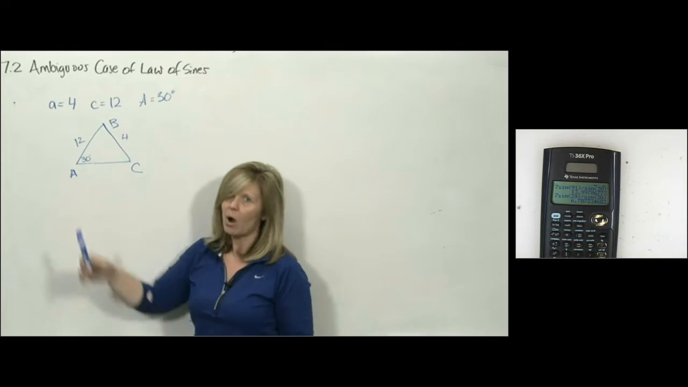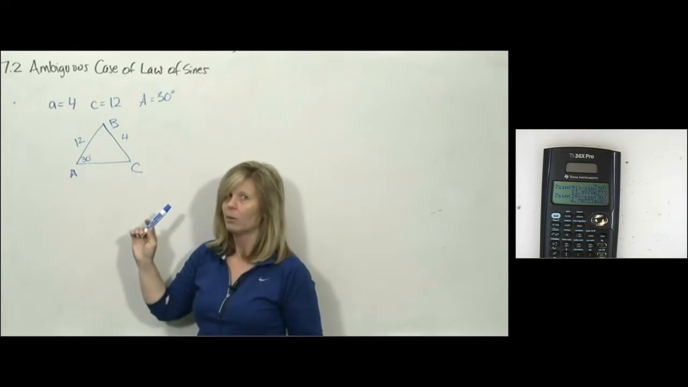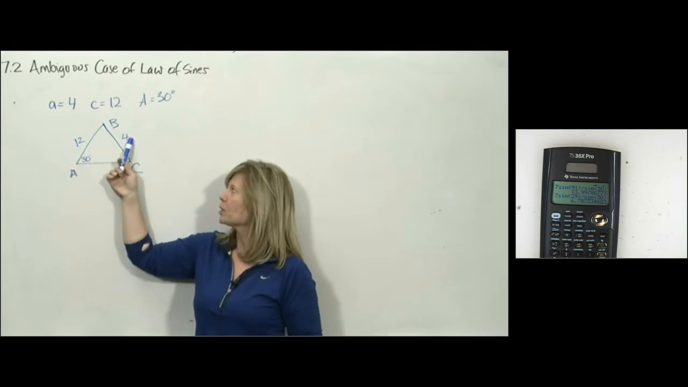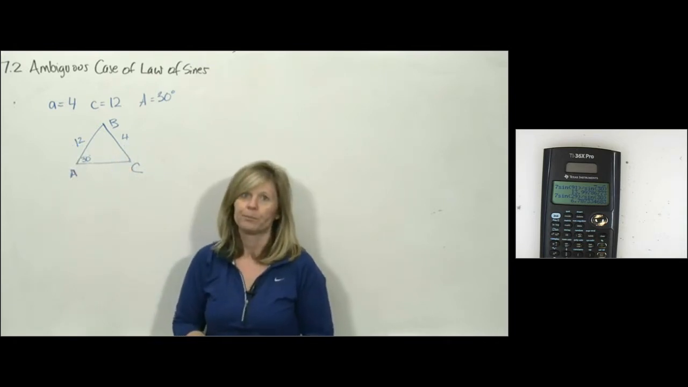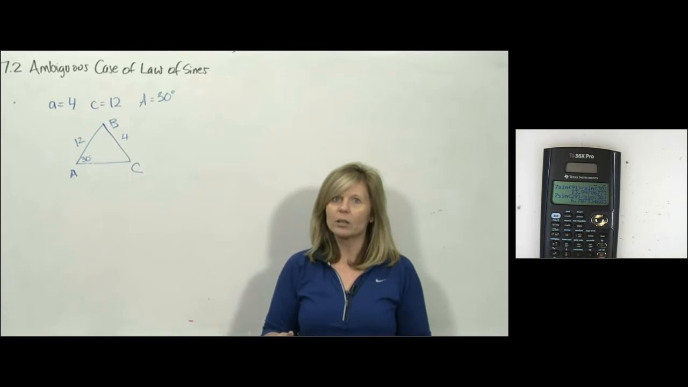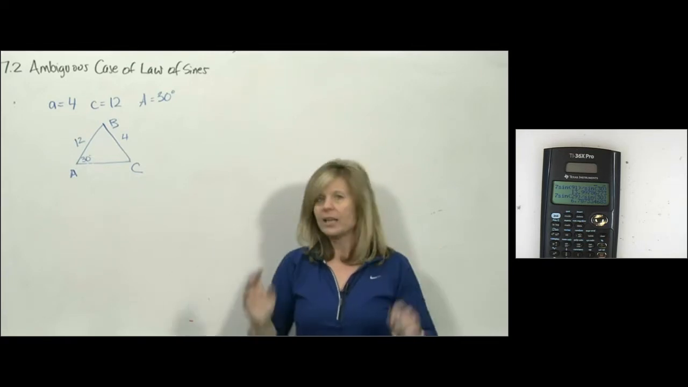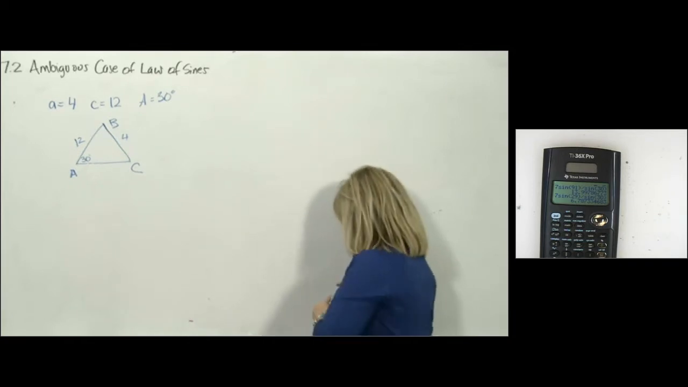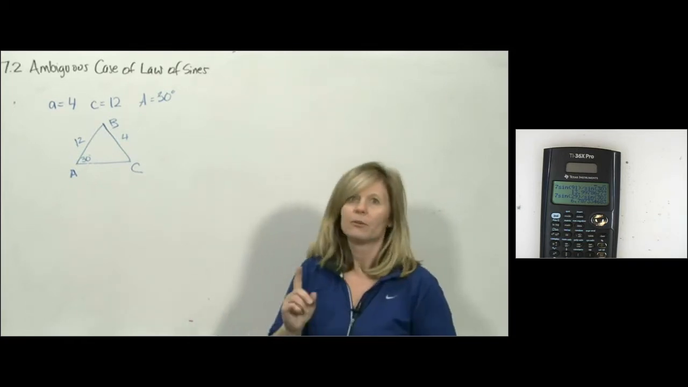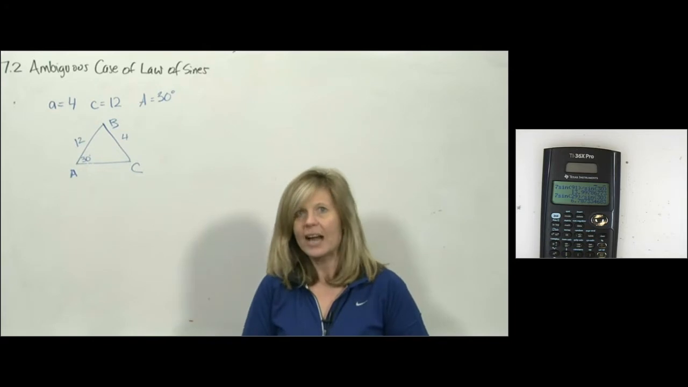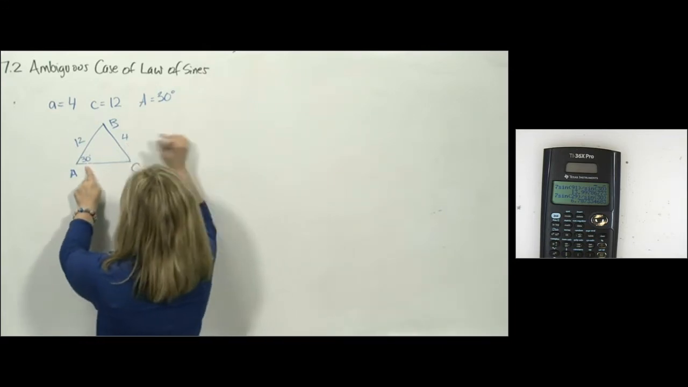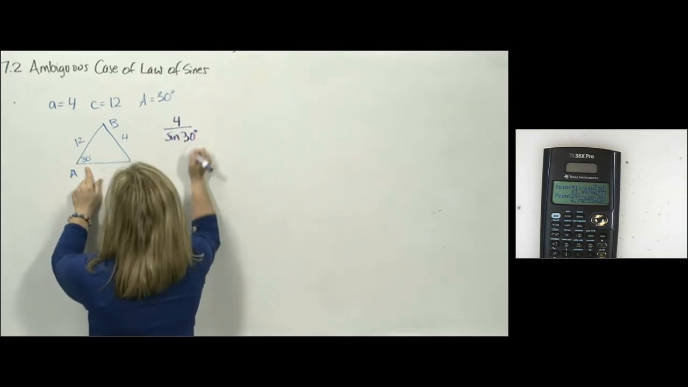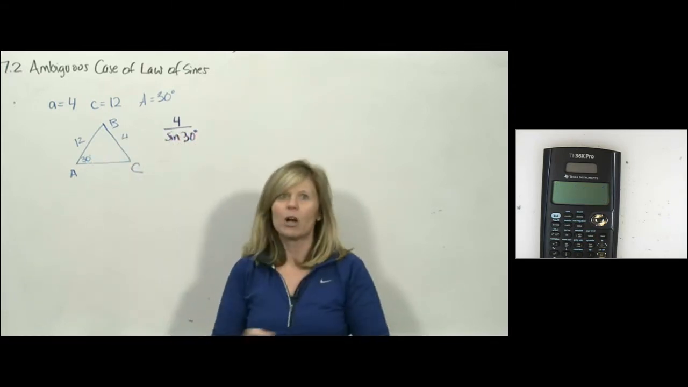Don't tell me you're going to rock and roll Pythagorean theorem right now. Is this a right triangle? No. You cannot do A squared plus B squared equals C squared. So this is not a right triangle. We can't use SOHCAHTOA. We can't use Pythagorean theorem. We have to use law of sines. Okay. Law of sines. First fraction. What do we know about the side and angle for the A's? So I'm going to write 4 over the sine of 30 degrees. That's the A's.